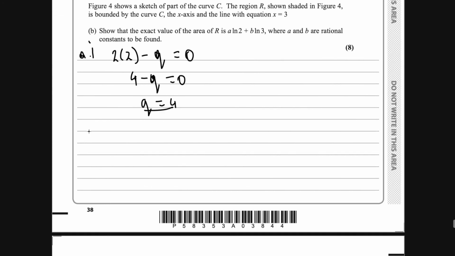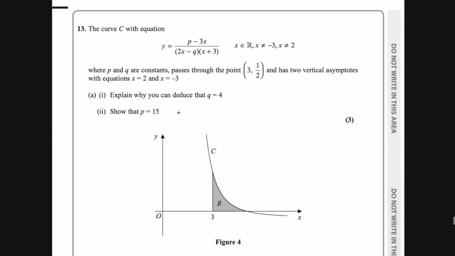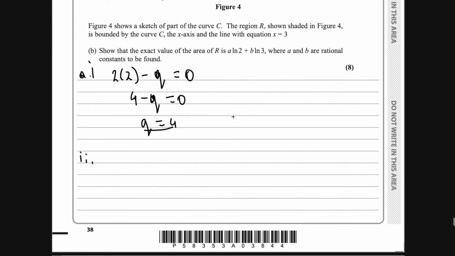For part II, what we're asked to do is take that further, using the fact that we now know that q equals 4, to show that p is equal to 15. And what I'm going to be doing there is putting in 4, since we now know that as the value, and substituting the x coordinate as 3 and the y coordinate as a half, since we know that it does pass through 3, a half. So I'm just going to be doing that.